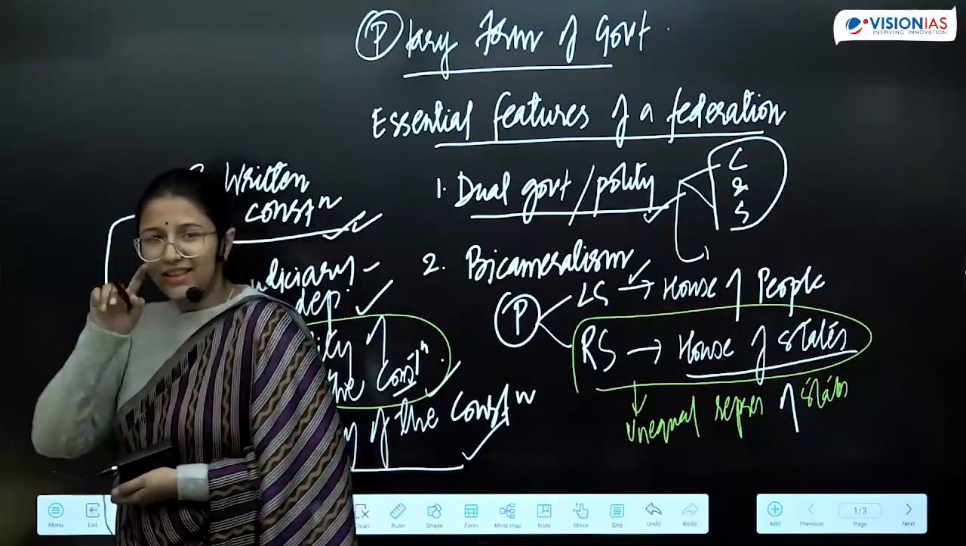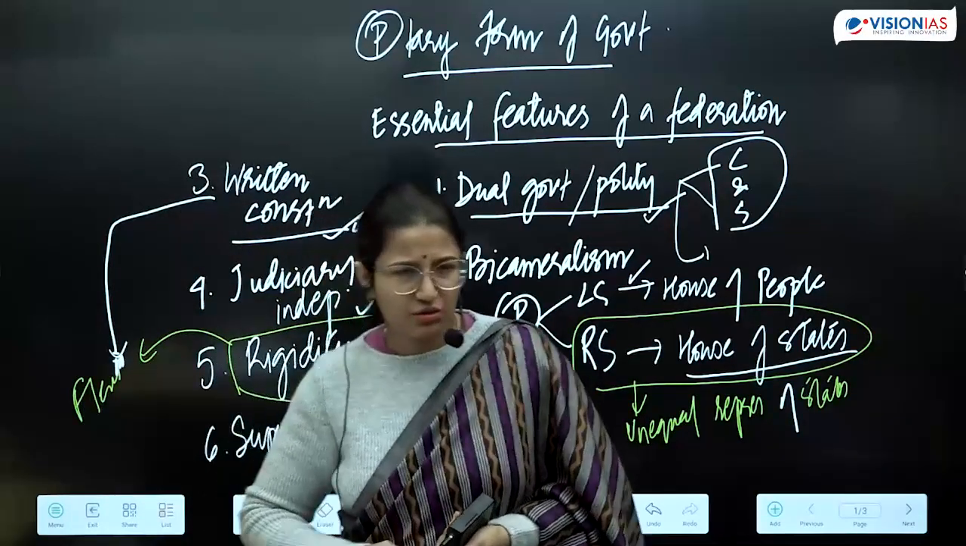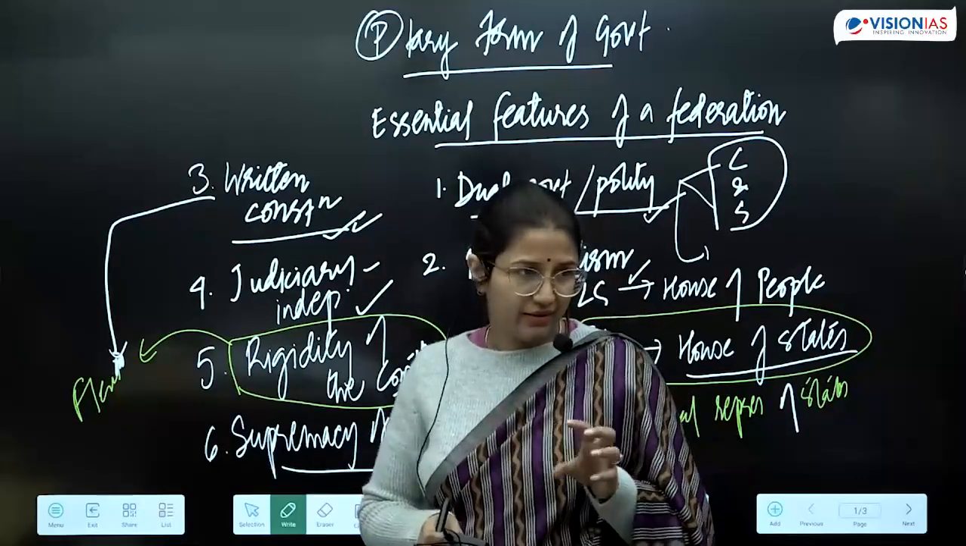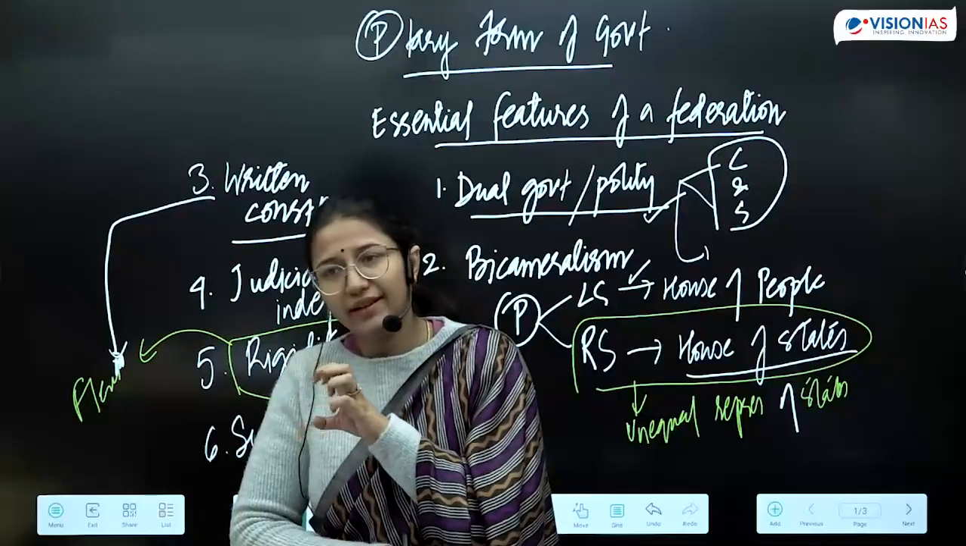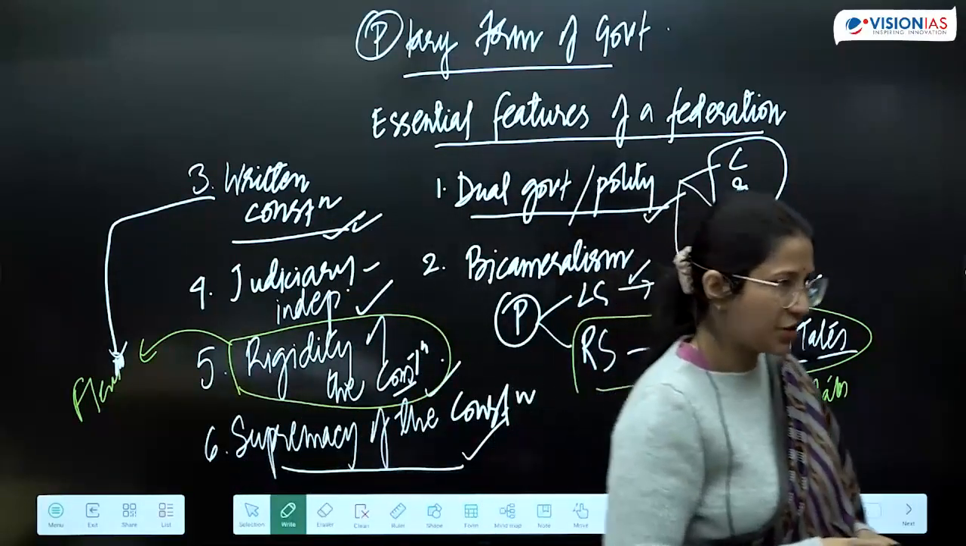To an extent, there is also flexibility in the Indian Constitution. So all these features cumulatively show, highlight the unitary bias or unitary tendency of the Indian Federation.